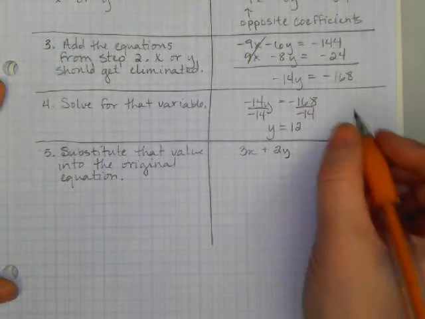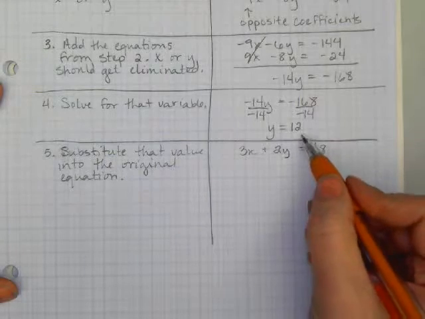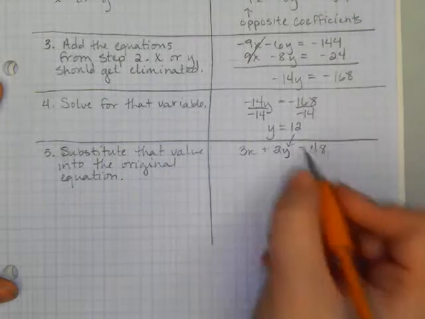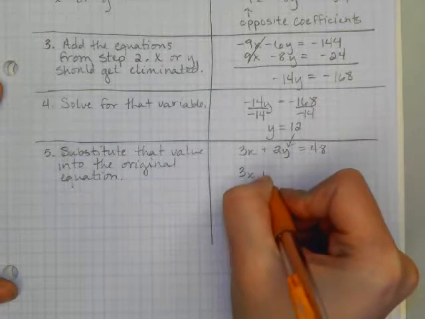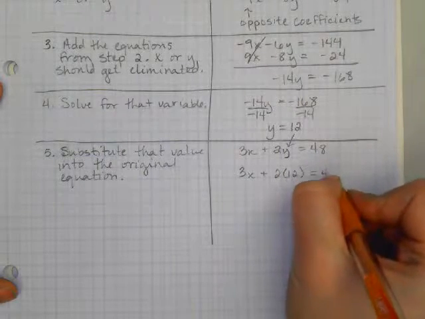So now that I have a value for both x and y, my last step is the same as it was with substitution, and it's to check your answer. So I'm going to just put for this last step, check your answer the same way that you did with substitution.